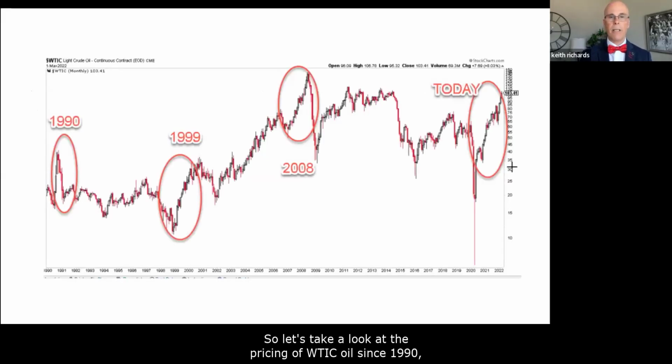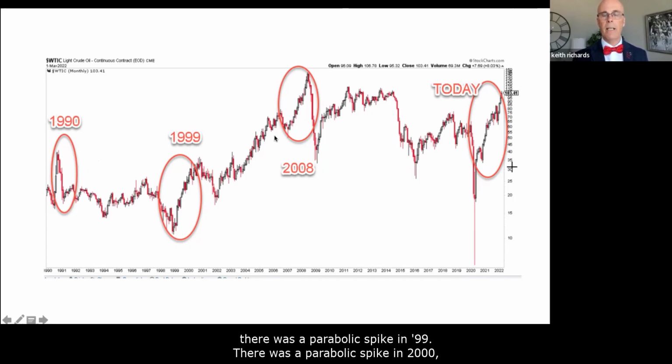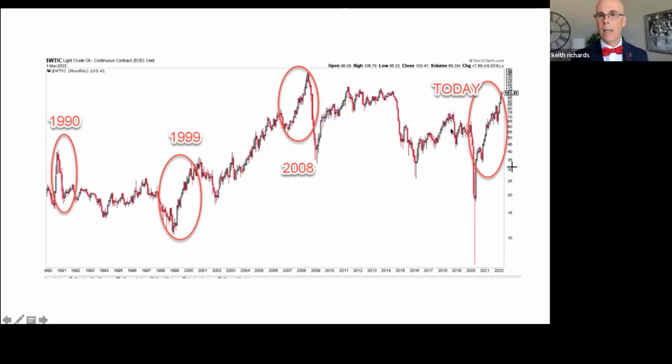So let's take a look at the pricing of WTI crude oil since 1990. And you'll see whenever there is a sharp rise in prices of oil, the market thereafter tends to settle back. These I often call parabolic spikes. You see there was a parabolic spike in 1990, there was a parabolic spike in 99, there was a parabolic spike in 2000, and there's been a parabolic spike recently.